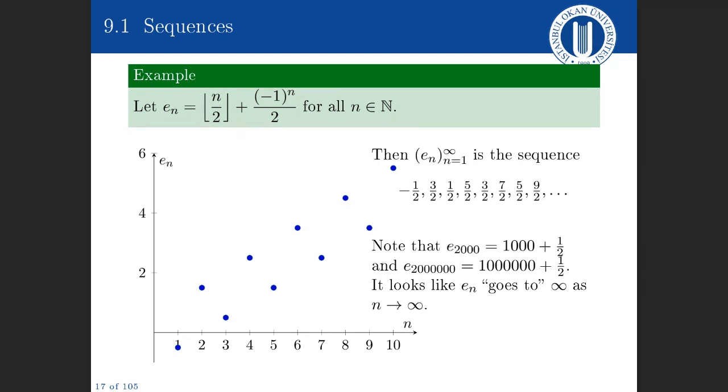Now, note that e_2000, put 2000 into the formula in place of n. It's 2000 divided by 2 is 1000. The floor function of 1000 is 1000, and then it's plus 1/2. Or we could look at e_2 million. That would be 1 million plus 1/2. Certainly looks like e_n goes to infinity as n tends to infinity.